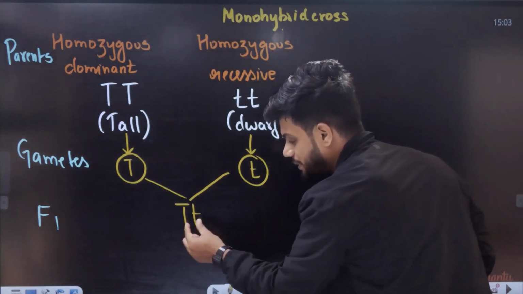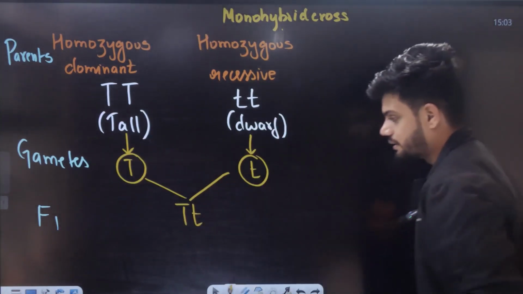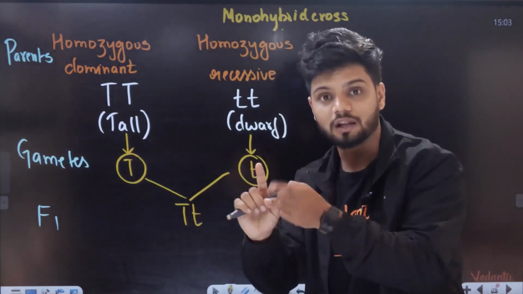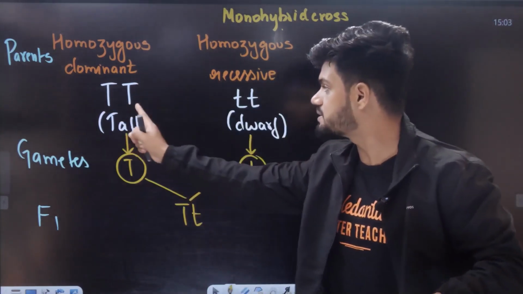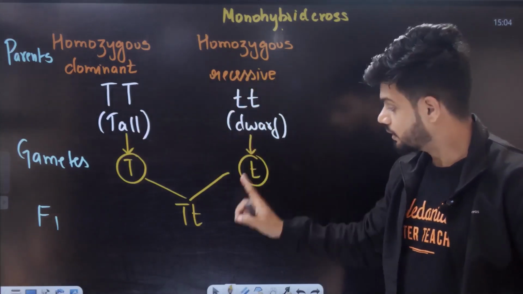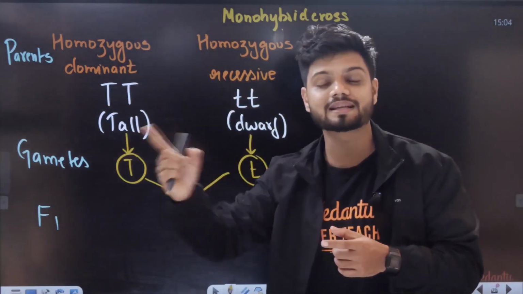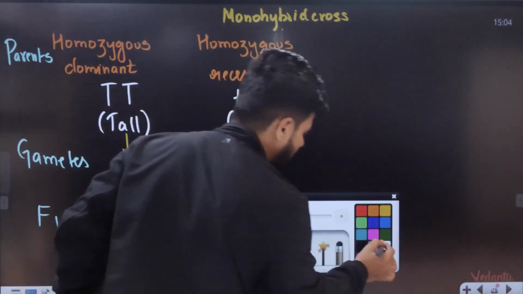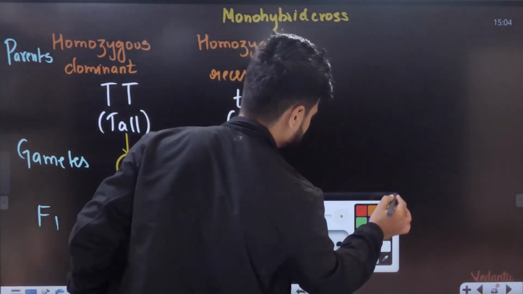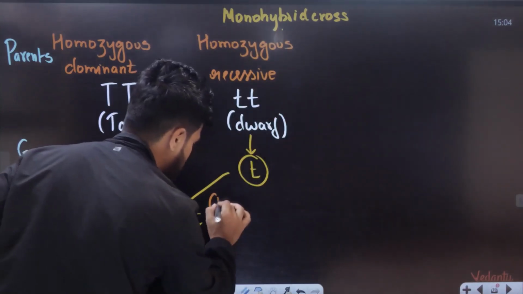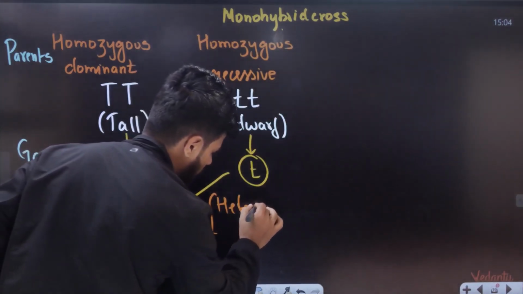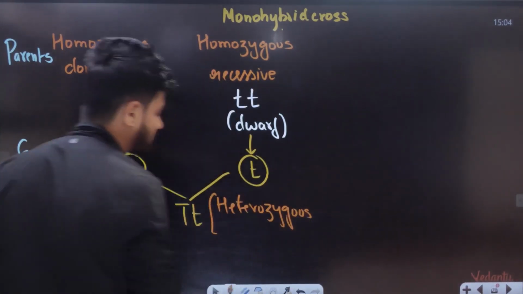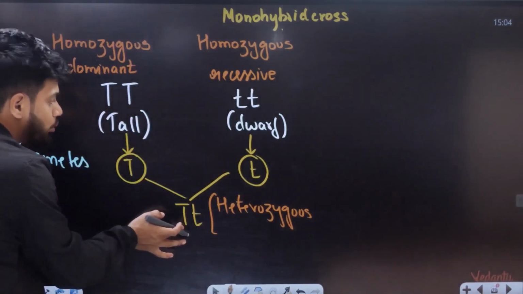Now two alleles are present together for one organism. And when the two alleles are different, here homozygous means same. Homozygous means same. This right here is now the heterozygous condition. In the heterozygous condition, now tell me students, capital T is more dominant.